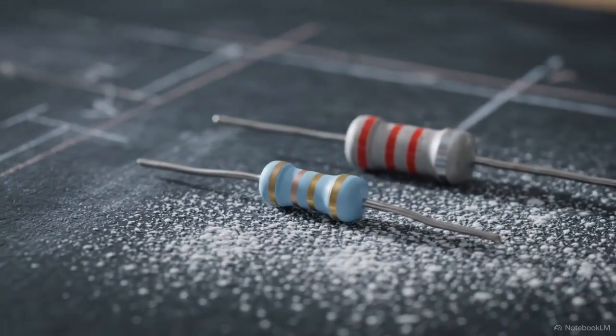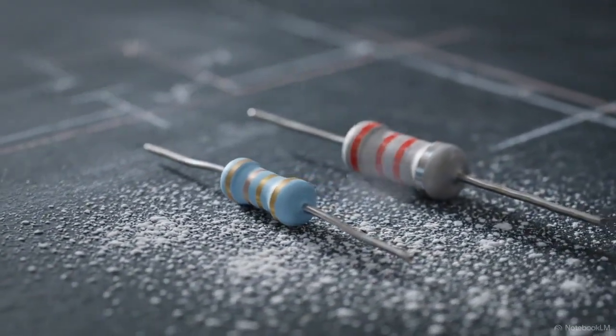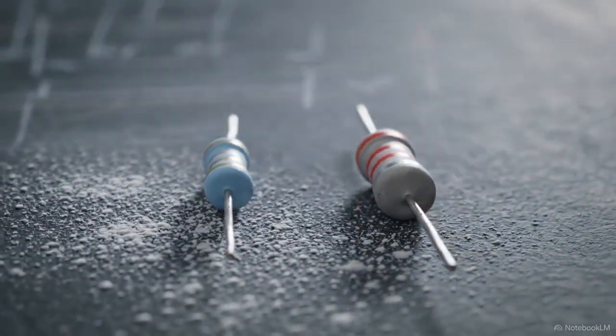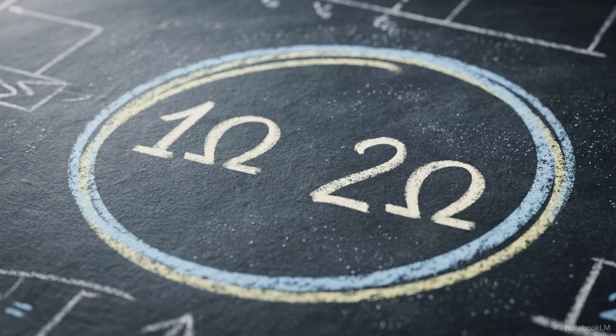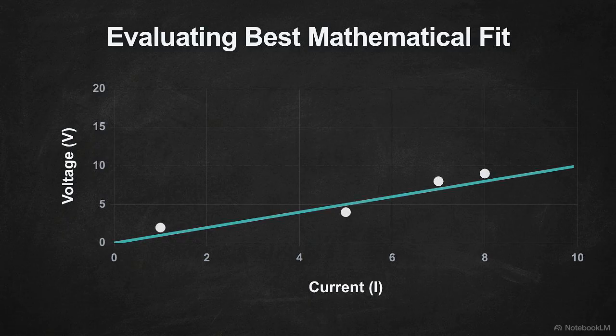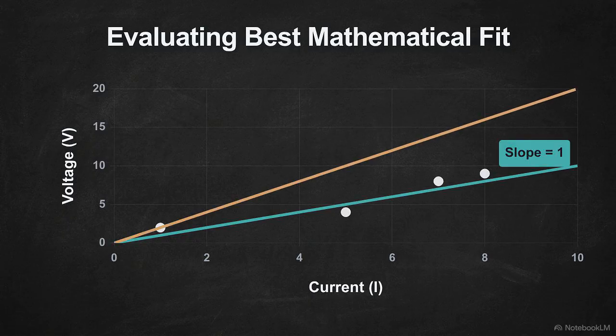Imagine we've gathered raw data from the lab, and the technician says the equipment uses a resistor of exactly 1 ohm, or exactly 2 ohms. Finding the true physical resistance becomes a strict optimization problem. We have to evaluate whether a line with a slope of 1 or a line with a slope of 2 is the best mathematical fit for our physical observations.